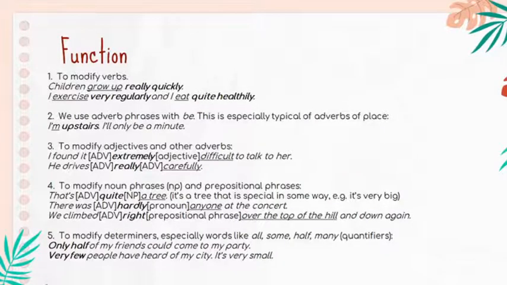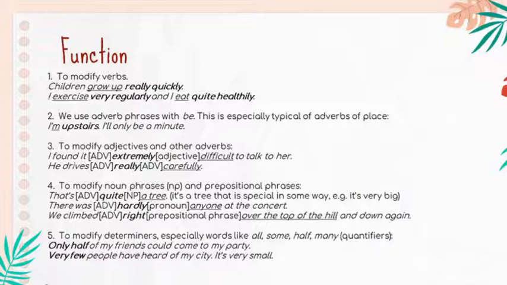For the next is the function of adverb phrase. The first function is to modify verbs. In the examples, the adverb phrases are in bold. The verbs that they modify are underlined. For example, children grow up really quickly. Grow up is the verb and really quickly is the adverb phrase.